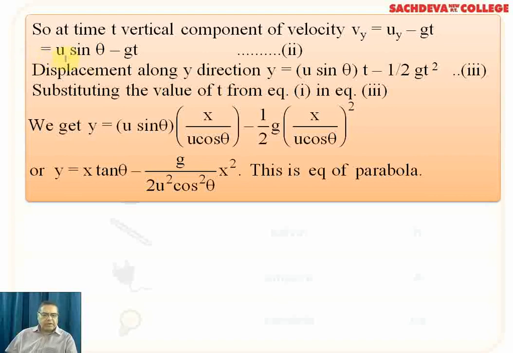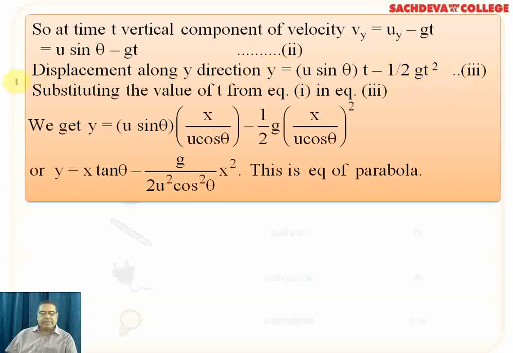Now we have to take the component of Uy. Uy is the component of the initial velocity along the y-axis. Therefore, equation number 2 is written as Vy equal to u sin theta minus gt. Now, displacement along the y direction is y equal to u sin theta into t minus half gt square. This is equation number 3.